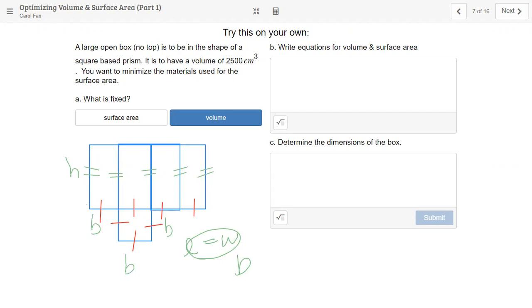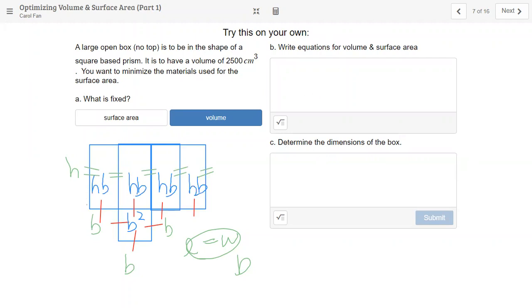Now my surface area for all of these, the base would be B squared. The first panel, H times B. Next one, also H times B. Third one, H times B. Fourth one, H times B.